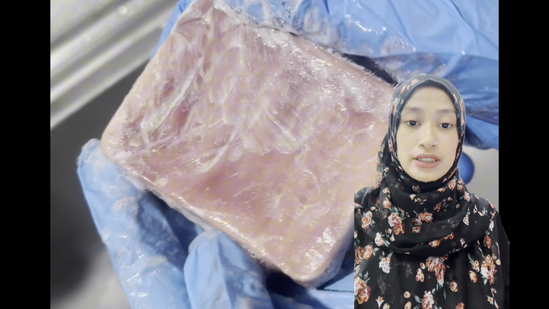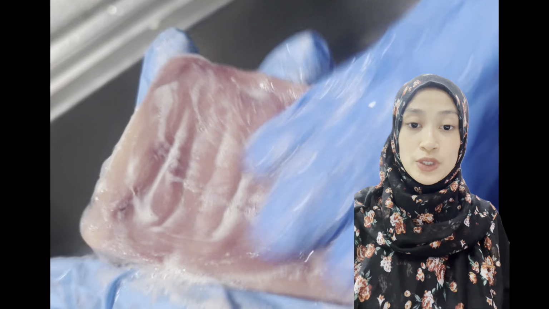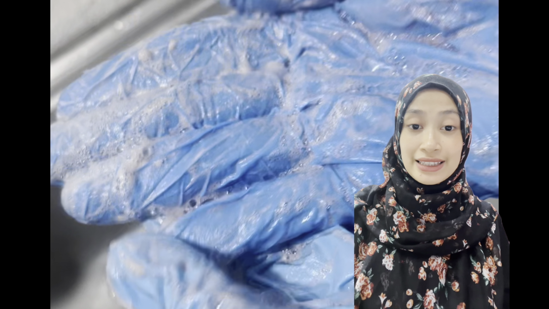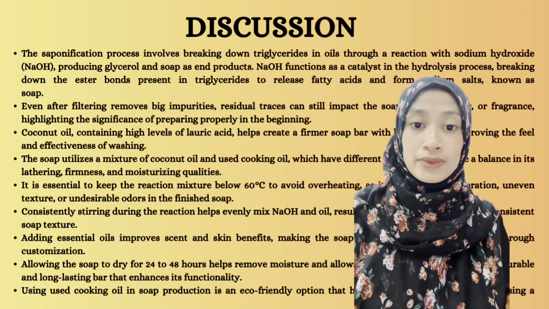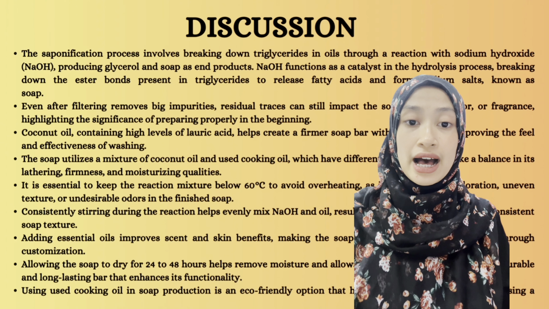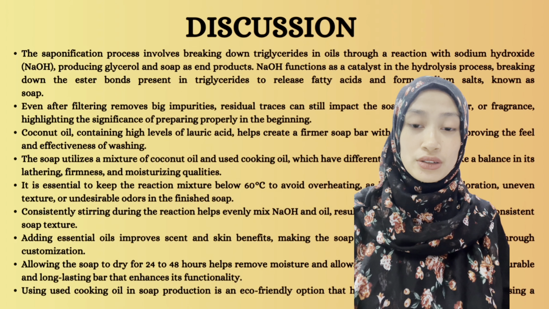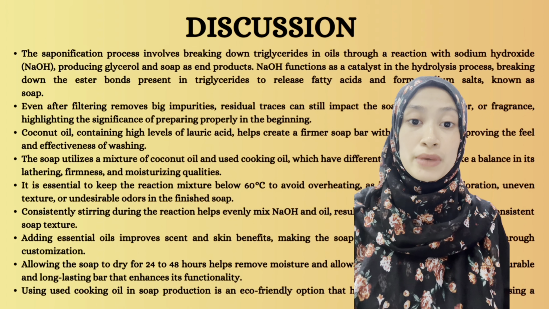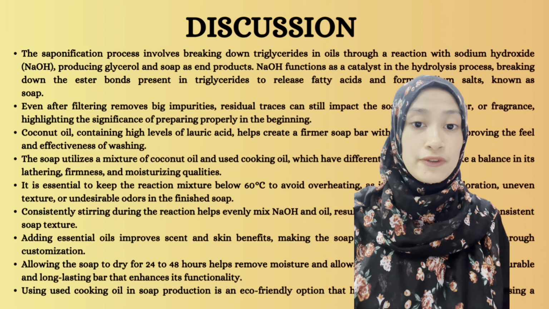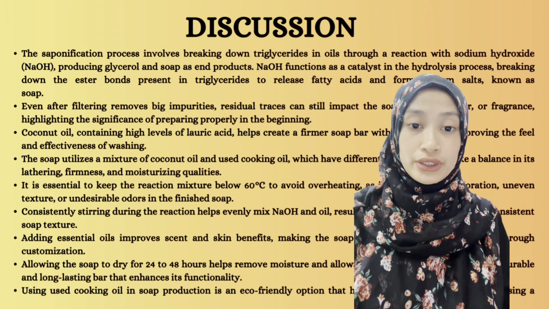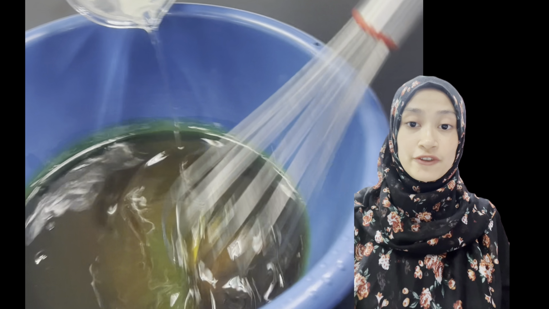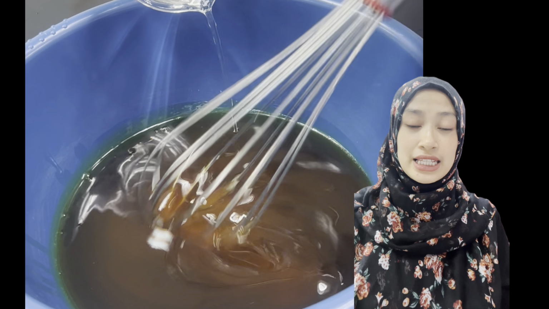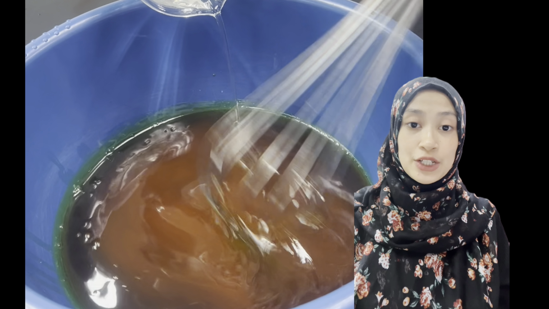During the process, even after filtering removes big impurities from the used cooking oil at the beginning, residual traces can still impact the soap's texture, color, or fragrance, which highlights the significance of preparing properly in the beginning. Then, adding coconut oil that contains high levels of lauric acid into the used cooking oil can help create a firmer soap bar with better lather, improving the feel and effectiveness of the soap. In this experiment, the soap utilizes a mixture of coconut oil and used cooking oil, which have different fatty acids, to strike a balance in its lathering, firmness, and moisturizing qualities.